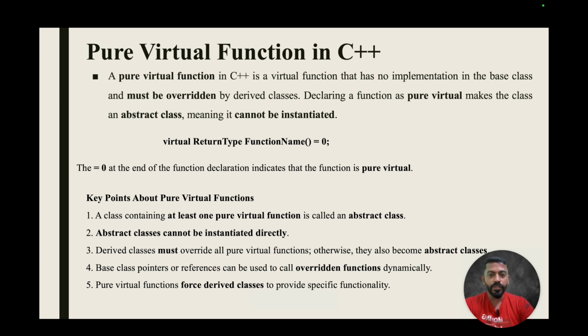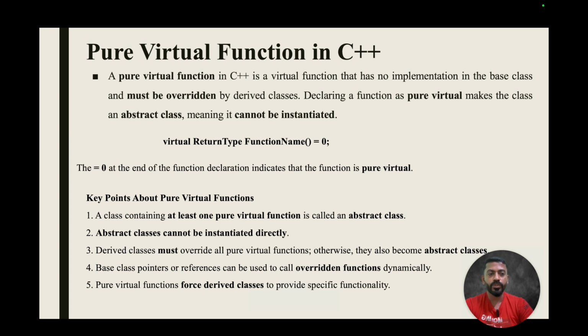The key point of a pure virtual function is that a class containing at least one pure virtual function is called an abstract class. While defining an abstract class in C++, we use the virtual keyword along with the function name. The function is not expanded, and after the parenthesis we write equal to 0. The abstract class cannot be instantiated directly.